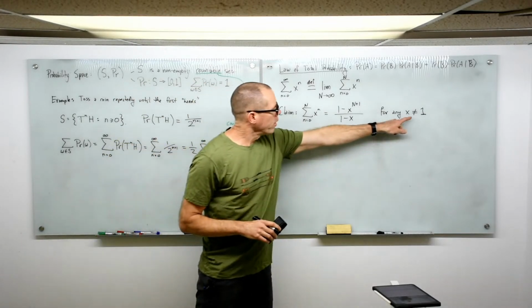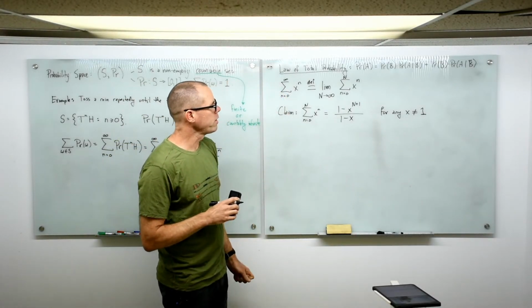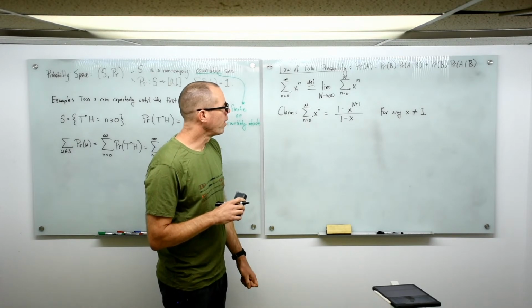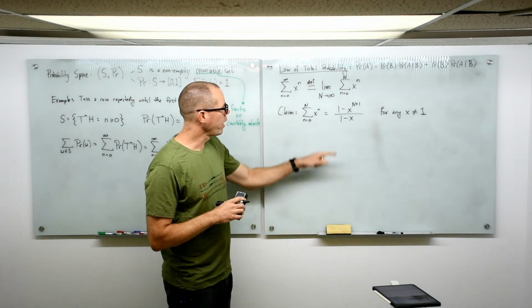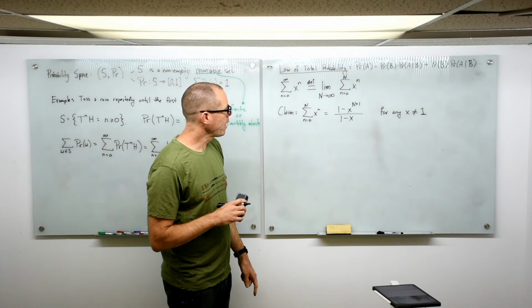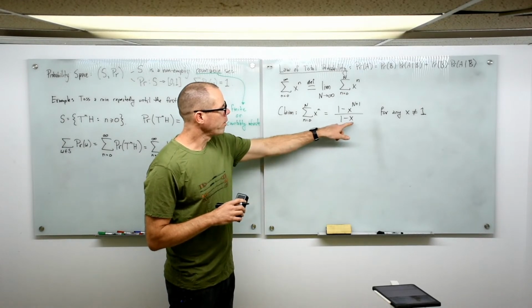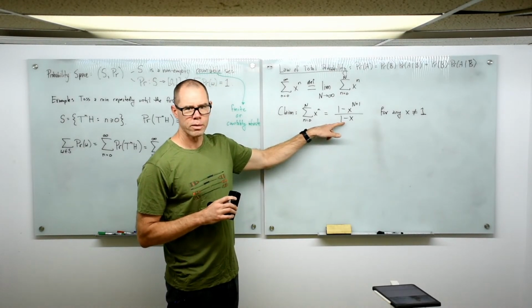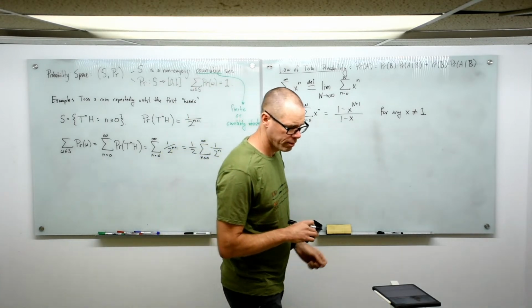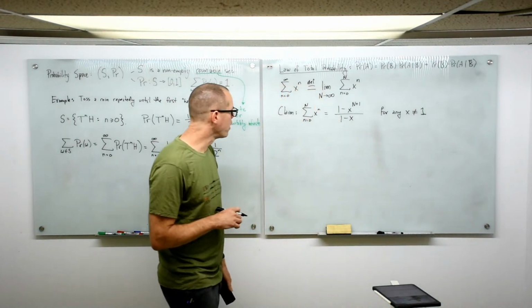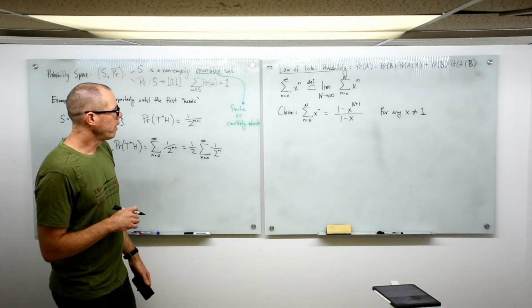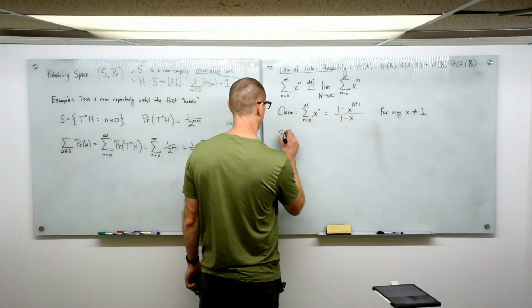And why do I have to put in this little condition that x is not equal to 1? Well, if x equals 1, I have a problem, which is that I would be dividing by 0 in this expression, so that doesn't make sense. So let's not do that. So how do you prove that?